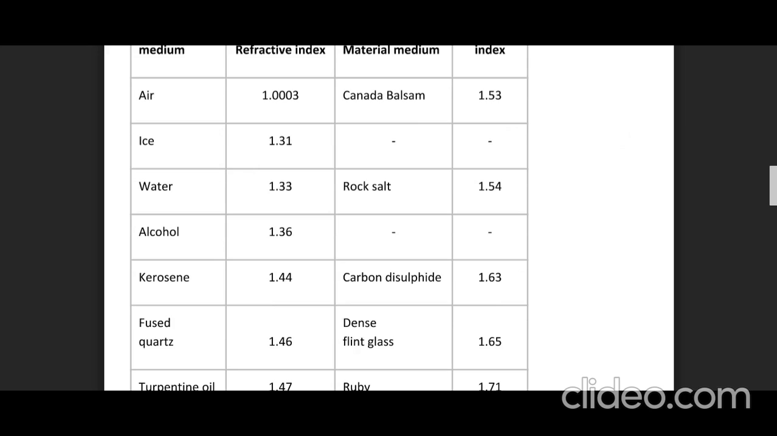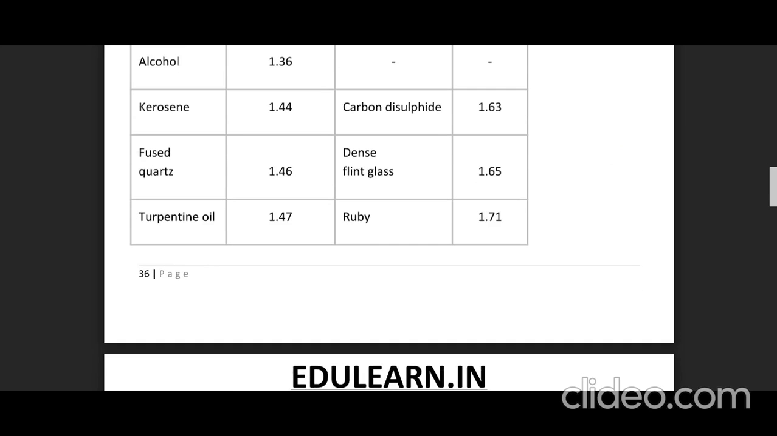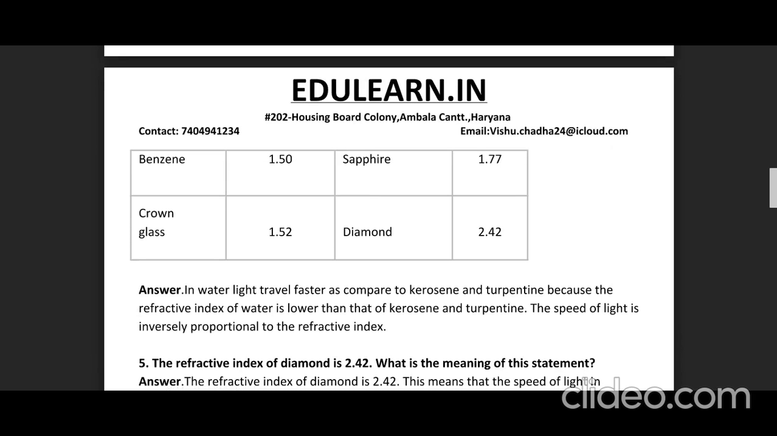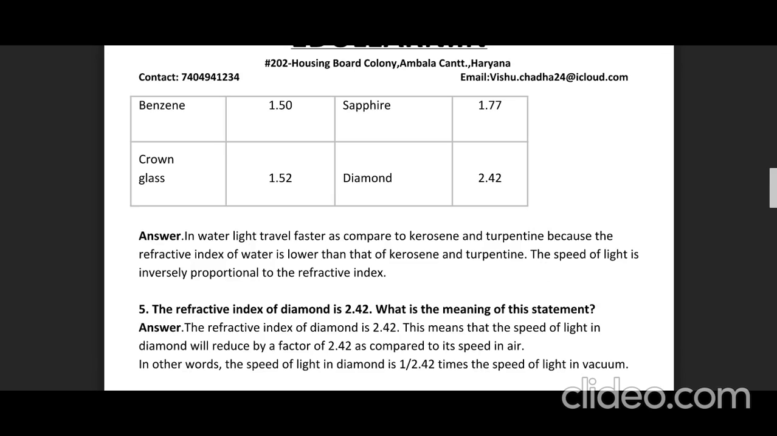So light किसमें ज़्यादा तेज travel करेगी? लाइट ट्रैवल उसमें ज़्यादा तेज करेगी जो कि कम डेंसर होगा, राइट? सो कम डेंसर कौन सा है? In water, light travels faster as compared to kerosene and turpentine because the refractive index of water is lower than the kerosene and turpentine, and the speed of light is inversely proportional to the refractive index of the given medium.